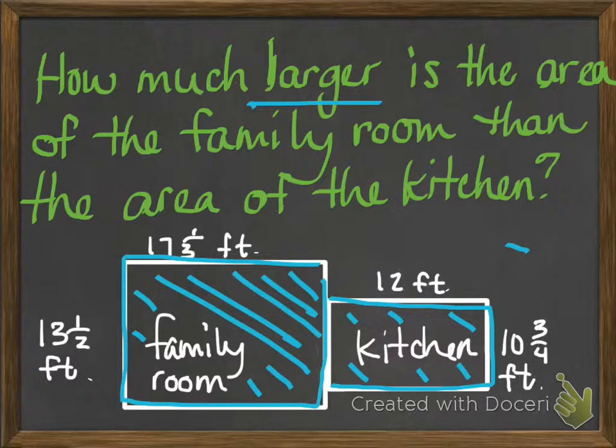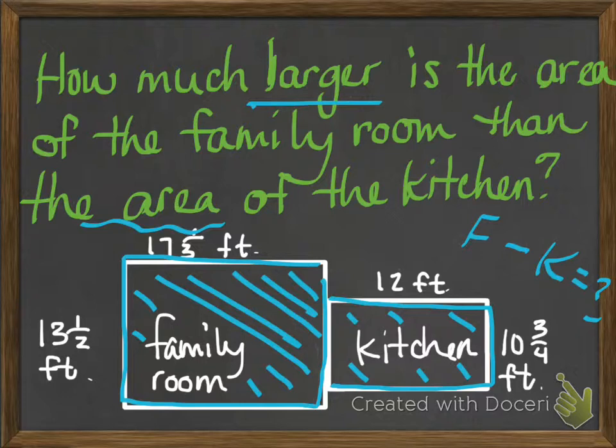But I have to figure out what is the hidden thing I need to figure out first before I can figure out the family room minus the kitchen to find out how much larger the family room is than the kitchen. Well, I have to find the area first. That's what's hidden. I don't know the area of the family room or the kitchen yet. I know the length and the width of the kitchen and the family room, but I don't know the area. So that's the hidden part of the problem I had to figure out first.